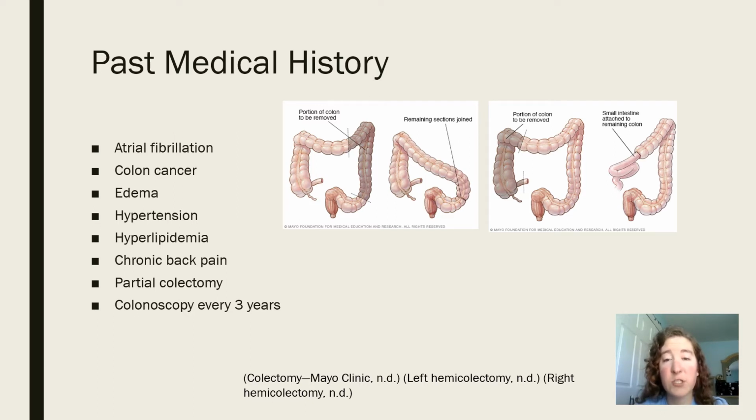Here I have attached images that depict a partial colectomy. The first image is a left colectomy where part of the transverse and all of the descending portion of the colon are removed, and the remaining portion of the colon is reconnected to the sigmoid colon. The second image depicts the ascending colon being removed, with the remaining portion of the colon being attached to the ileum of the small intestine.